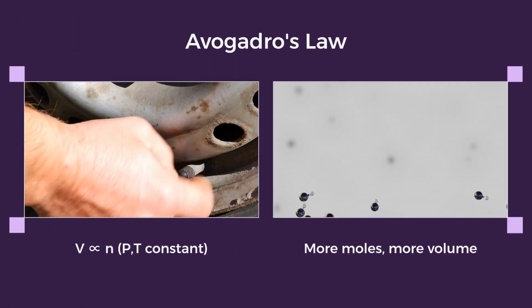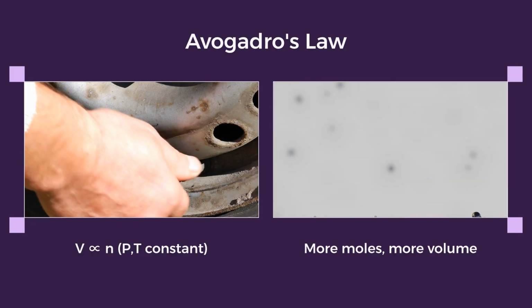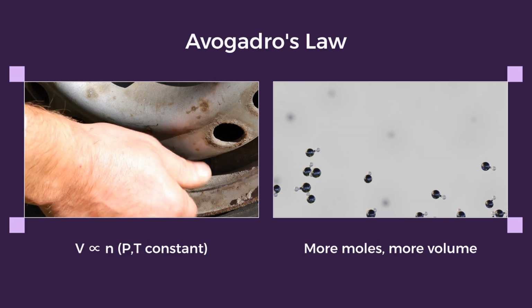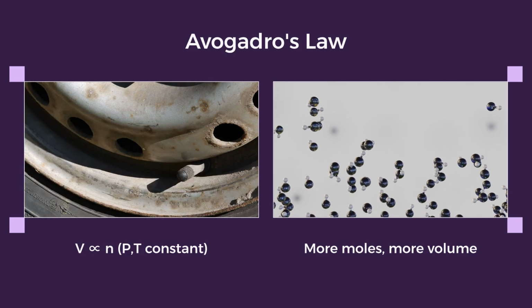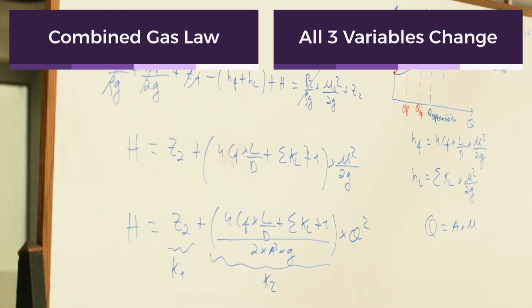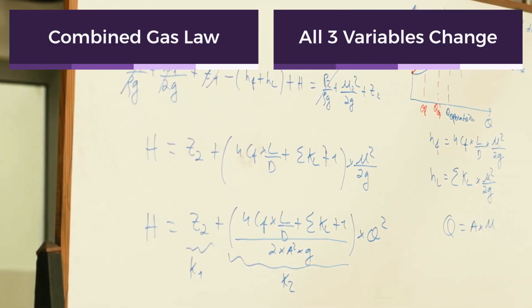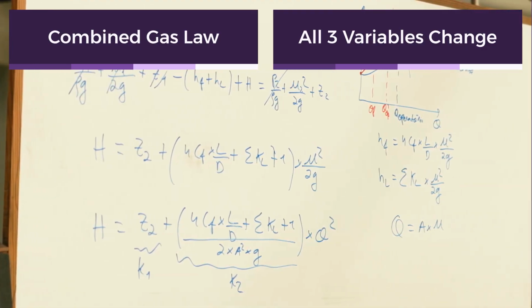room to expand. Avogadro's law states that volume is directly proportional to the amount of gas, or moles, when pressure and temperature are constant. This explains why inflating a tire increases its volume. The combined gas law merges Boyle, Charles, and Gay-Lussac into one equation for when pressure, volume, and temperature all change, provided the amount of gas remains constant.